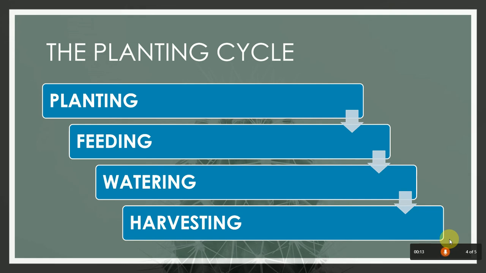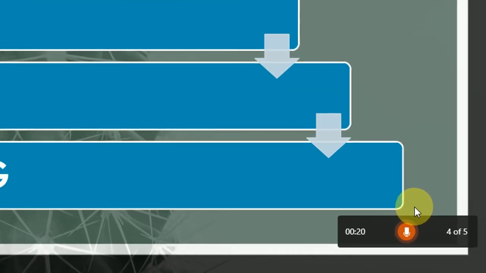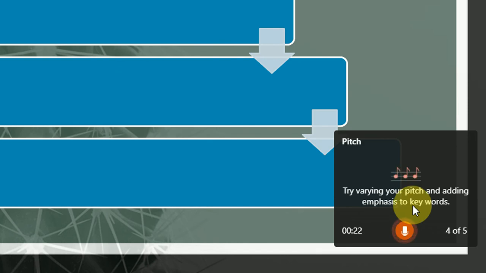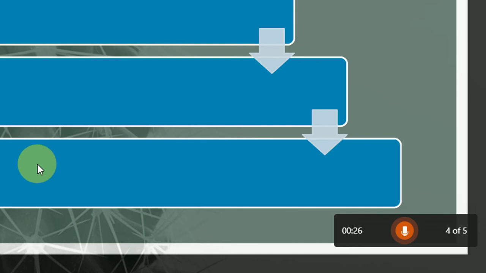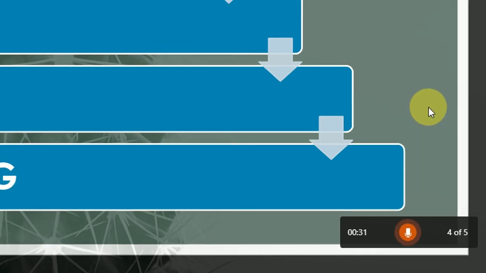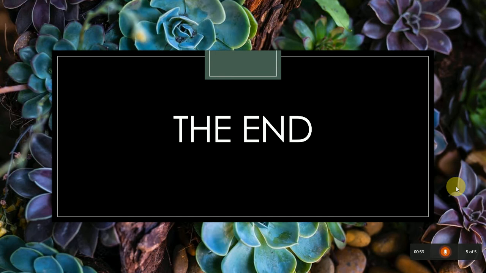It'll check for filler words. It'll also check if I'm reading verbatim. Let me try to do so. The planting cycle. Planting, feeding, watering. So you can see it has already given me feedback. My pitch needs to be adjusted, and also I need to take note that I do not read verbatim. If I move on to the next slide, there we go.